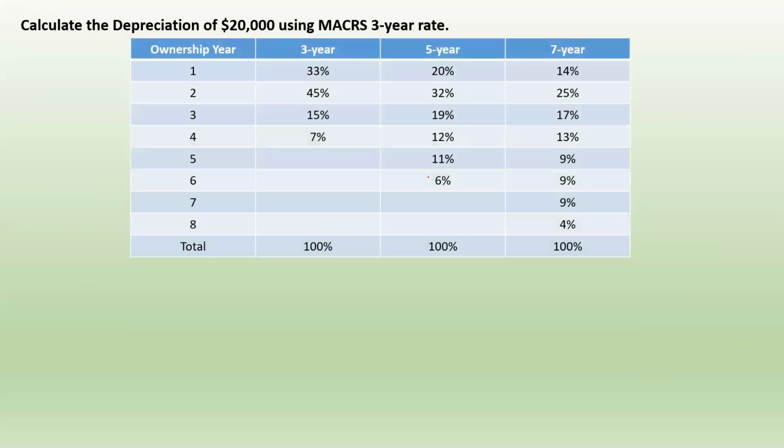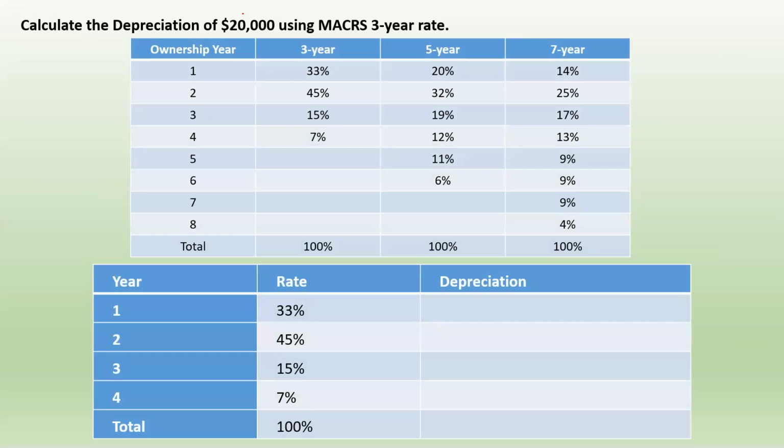So calculate the depreciation of this 20,000 equipment. Use the modified accelerated recovery system. This is 3-year rate, so use this 3-year rate. We should know the capital expenditure is 20,000. The first year depreciation, we use this column because it's 3 years. The first year, the depreciation is 33% of this 20,000. It's 6,600. The second year, the depreciation rate is 45%.